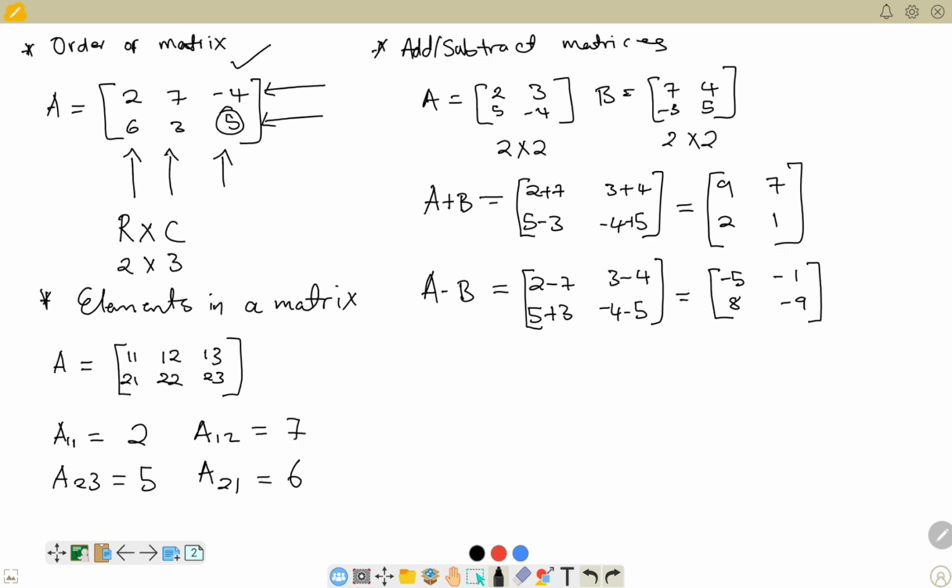So we are not going to look at another example on how to add and subtract. It is pretty straightforward. So let's go and look at scalar multiplication. So we will call the scalar K, and this can be a number or it can be a constant.